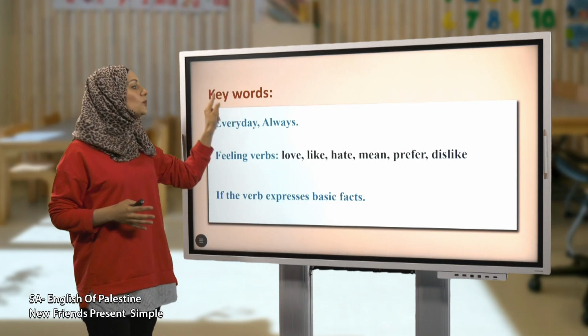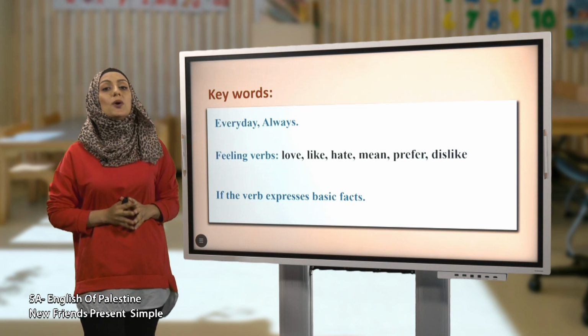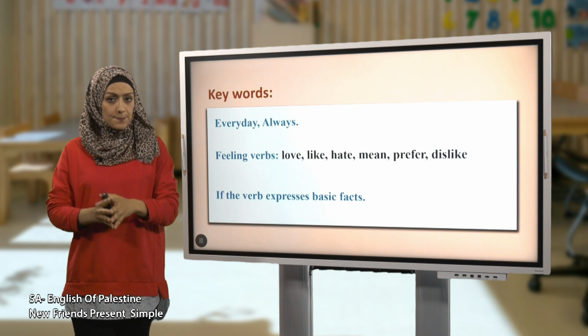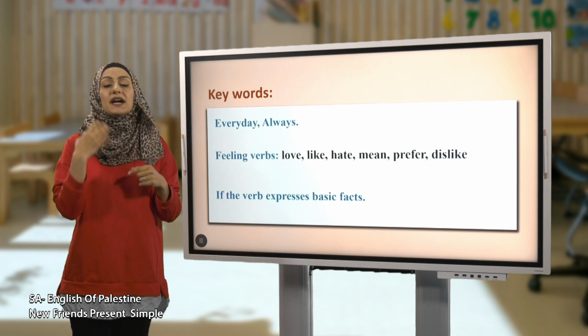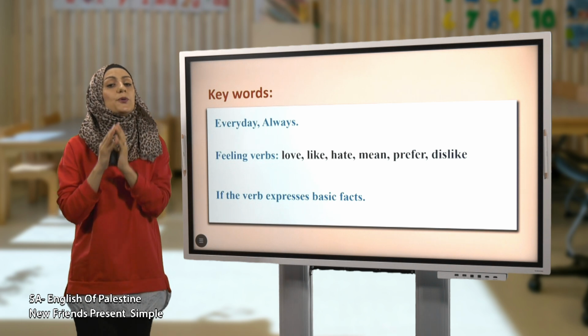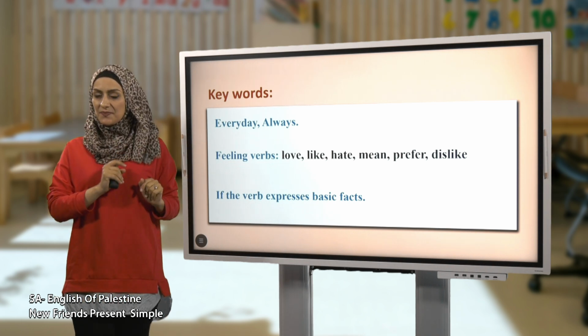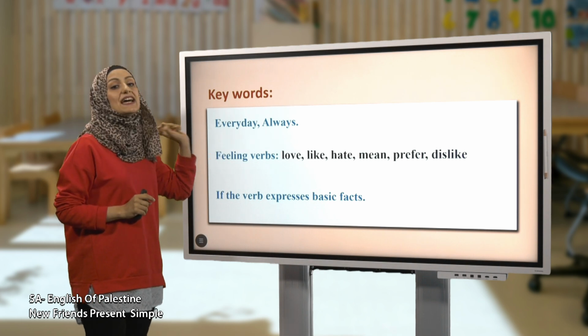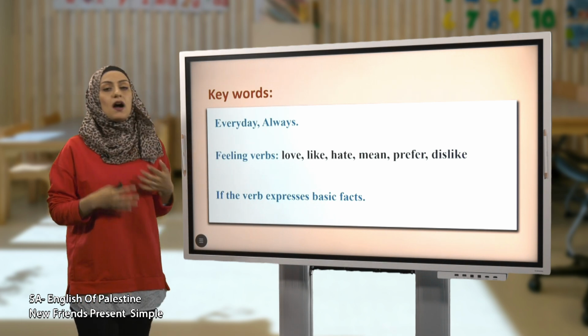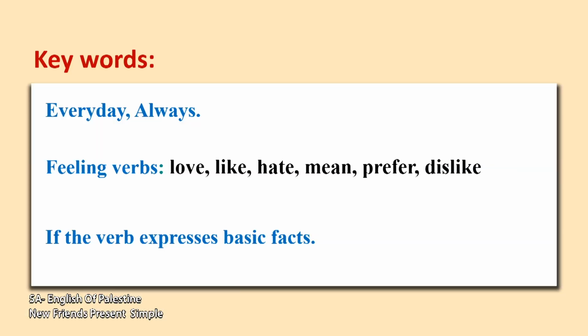Now we will learn some key words that when we see these words, we know that the verb is in the present simple. Or when we use them in our speaking, we know that we have to put the verb in the present simple. These words are always and every day, often. I always drink tea. When you are using a feeling verb like love, like, hate, mean, prefer, and dislike, always remember to put these verbs only in the present simple form.